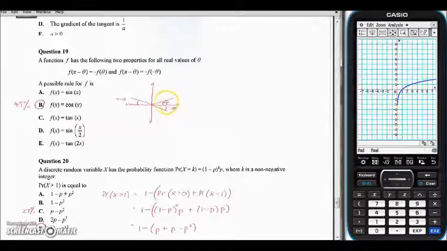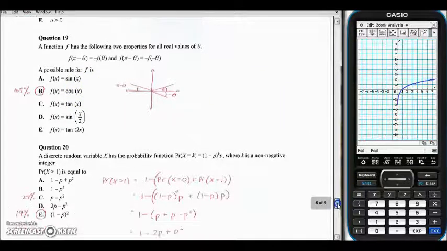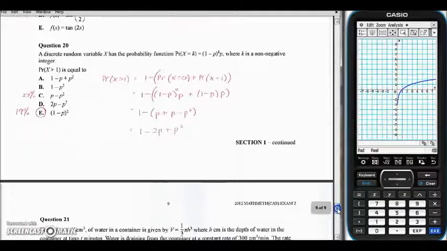So hopefully you should know that cos of pi minus theta is the negative of cos theta, and cos of negative theta is going to be the same as cos of pi minus theta as well. So it was B. All right. Worst case, you could just sub something in and see if it works. Okay, moving on. Question 20.